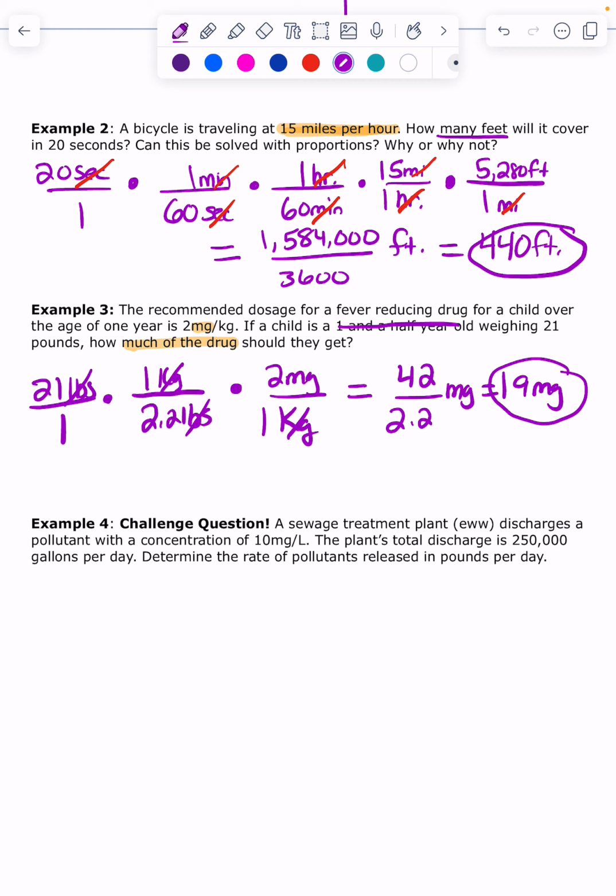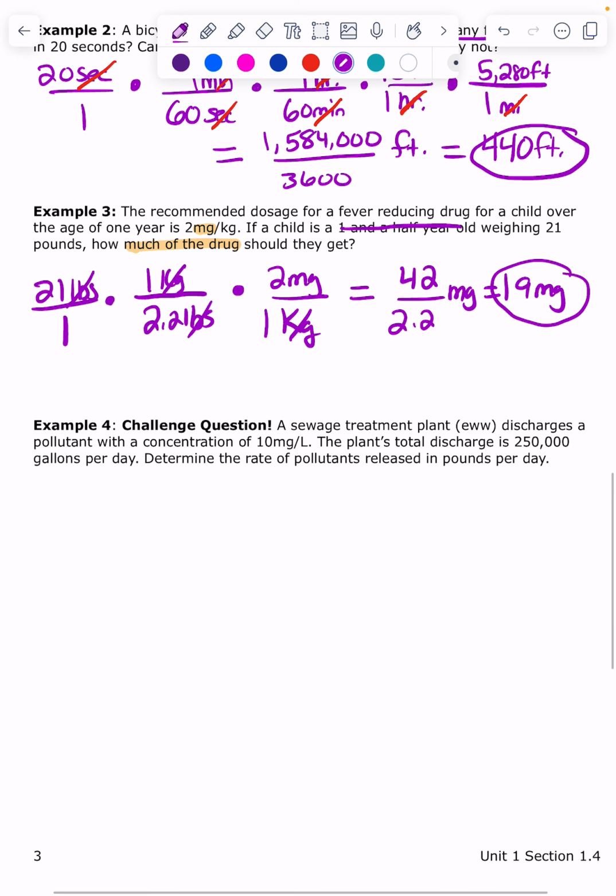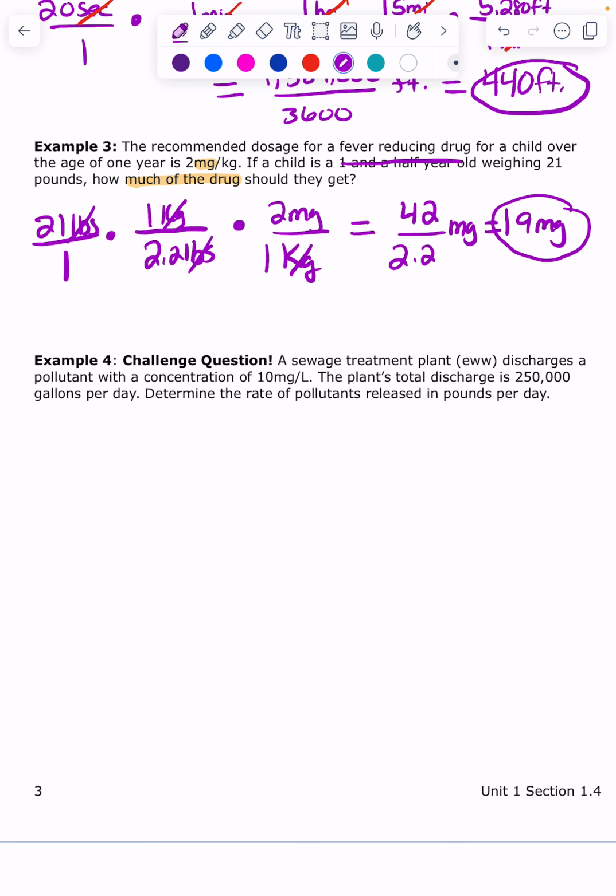All right, here's one that's a little bit harder, maybe it would be a bonus question. But it's a really good dimensional analysis question because there's a lot of dimensional analysis to do. It says a sewage treatment plant discharges a pollutant with a concentration of 10 milligrams per liter. The plant's total discharge is 250,000 gallons per day. Determine the rate of pollutants released in pounds per day.